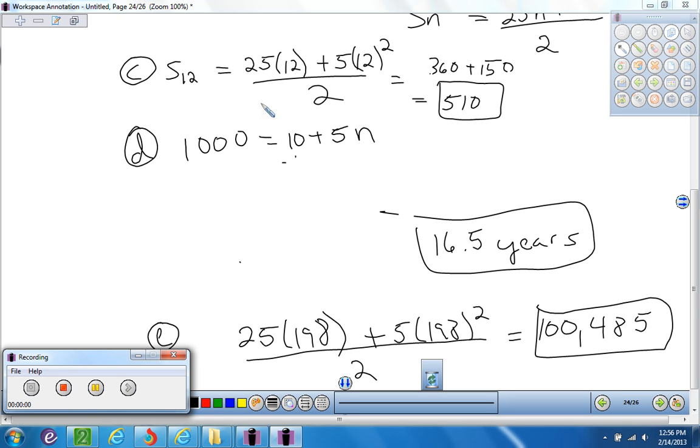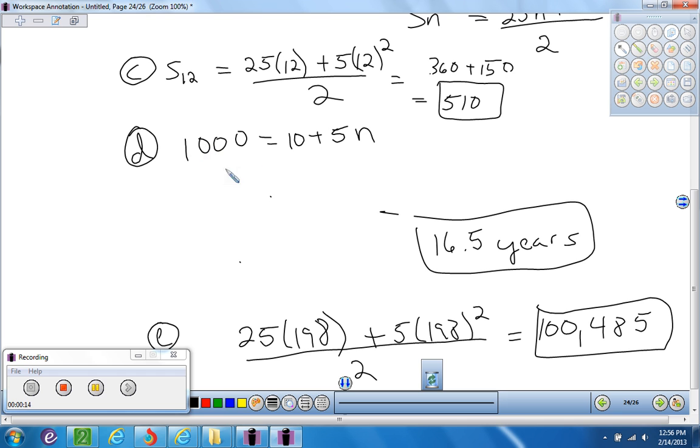All right, so we're finishing up question 28. They ask us in part D, when he hits 1,000, when he's making 1,000 a month, he wants to stop increasing. So we're going to figure out how many months that is.